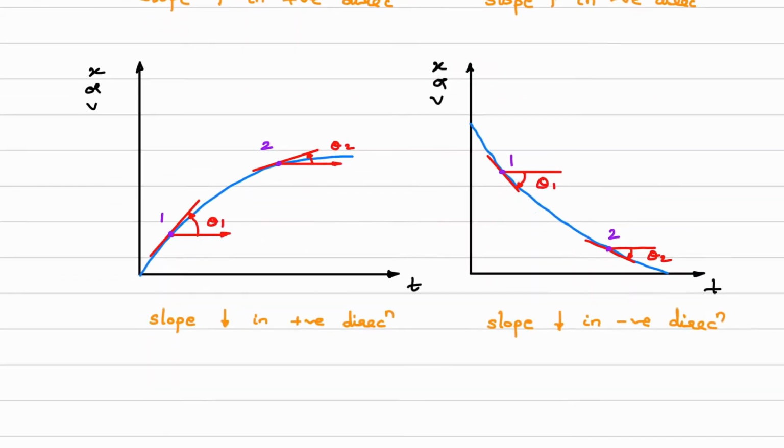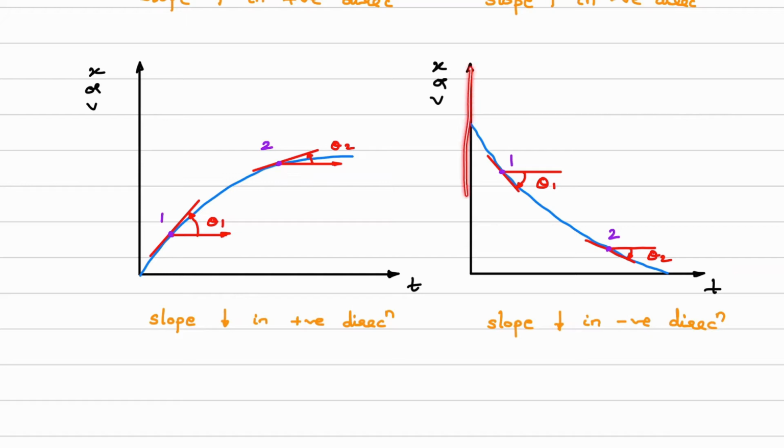Now observe case 3. Again x or v versus time, and the curve has been shown like this. We have again considered 2 points, point 1 and point 2, drawn a tangent, and we are measuring with respect to positive x-axis what the slope is. This angle is in anti-clockwise direction, so slope is what? Positive direction. But the slope value, if you see here, angle is more and then angle is decreasing. So slope is decreasing in positive direction.